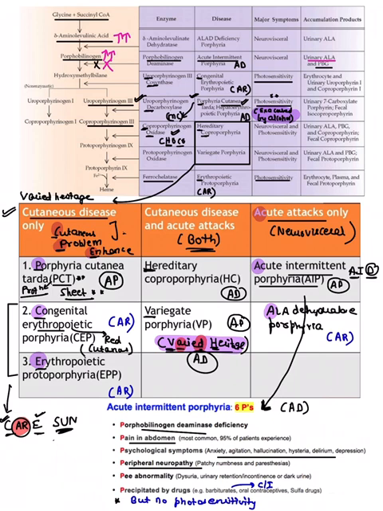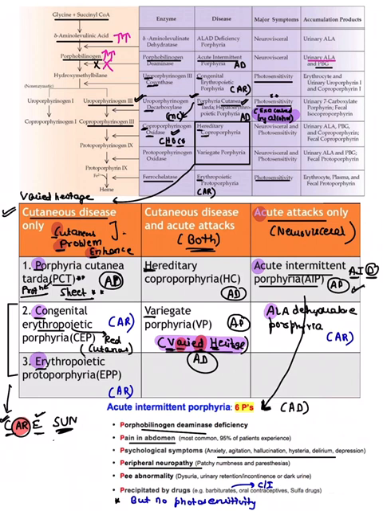Porphyria cutanea tarda, guys, is the autosomal dominant one, because this is the commonest porphyria, guys. See, the common things are more dominant, guys. So this is the commonest porphyria. Now talking about acute intermittent porphyria and ALA dehydratase porphyria, guys. Remember, most of the porphyrias are autosomal dominant, guys.